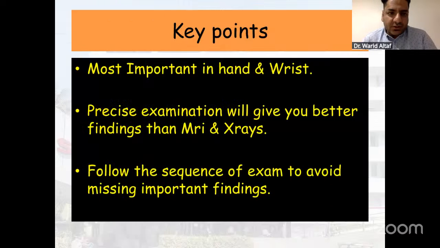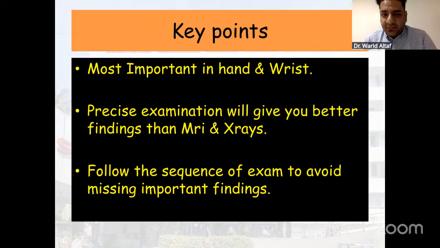So the important key point is that precise examination will give you better findings than X-rays and MRIs. I'm telling you honestly, I've been practicing hand and upper limb surgery for the last 10 years, and nothing can give a better diagnosis than a clinical diagnosis. Of course, you need to do X-rays. Of course, you need to do MRIs whenever required. But that has to support your clinical diagnosis, what is in your mind.